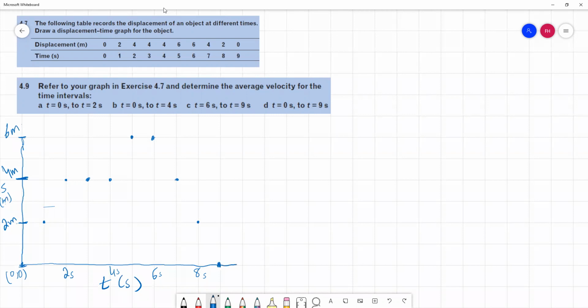Okay. So now we can join these points. So you have a linear line here. Then you have a straight line here. Then you have a linear line here. Then you have a straight line here. Then you have a decreasing linear relationship here.